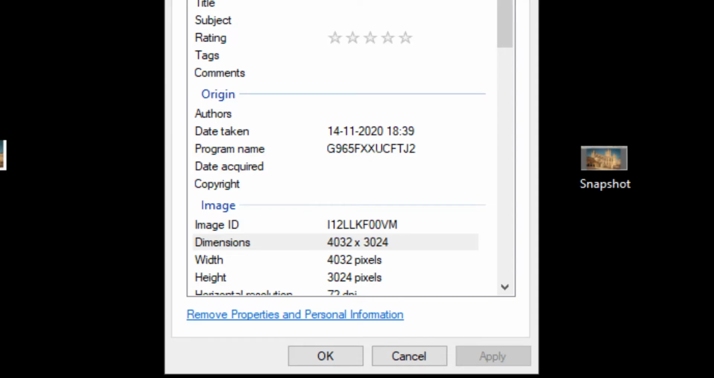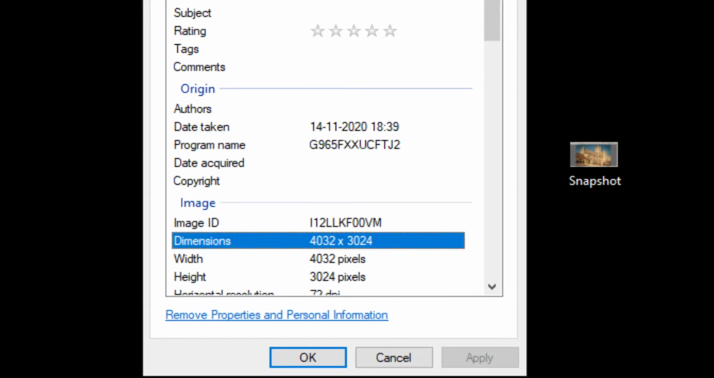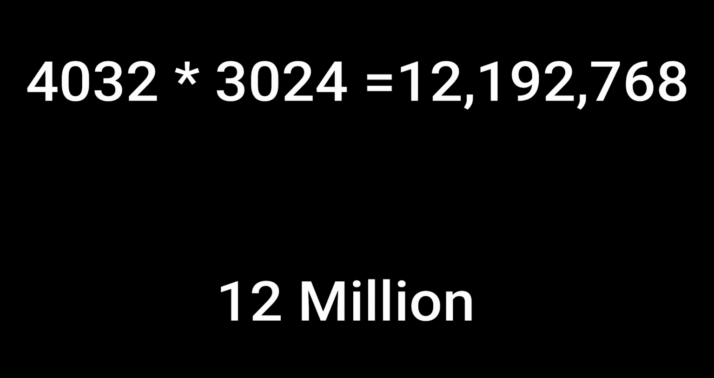If you look into the properties of an image, you will see its resolution represented like this. If you practically multiply these two numbers, you will find the total number of pixels in this image. And it's around 12 million pixels. So this image is from a 12 megapixel camera, and this is how pixels are counted.